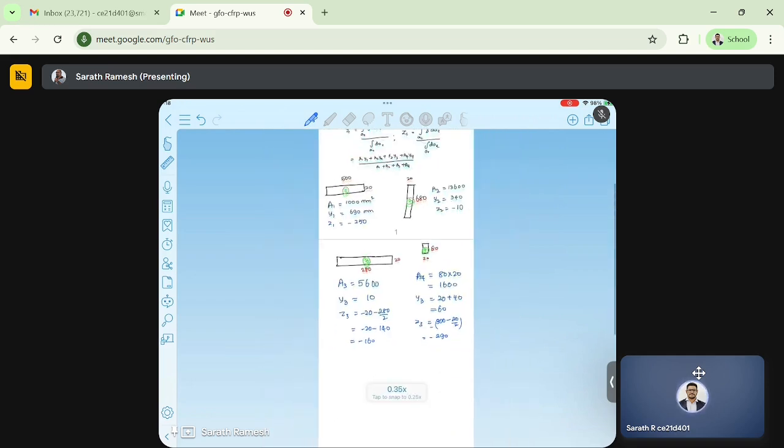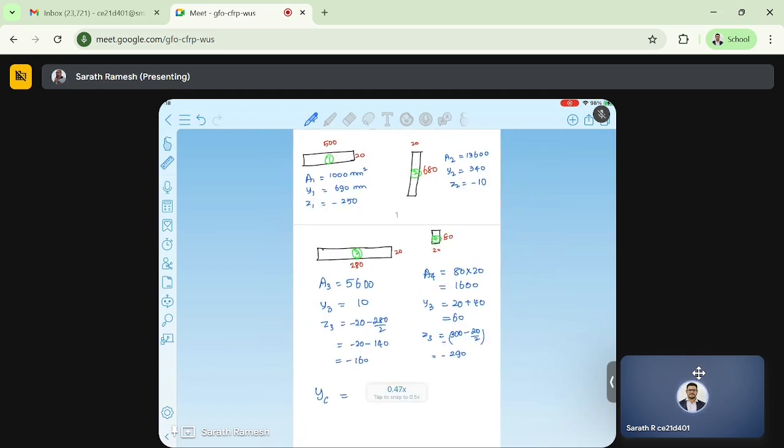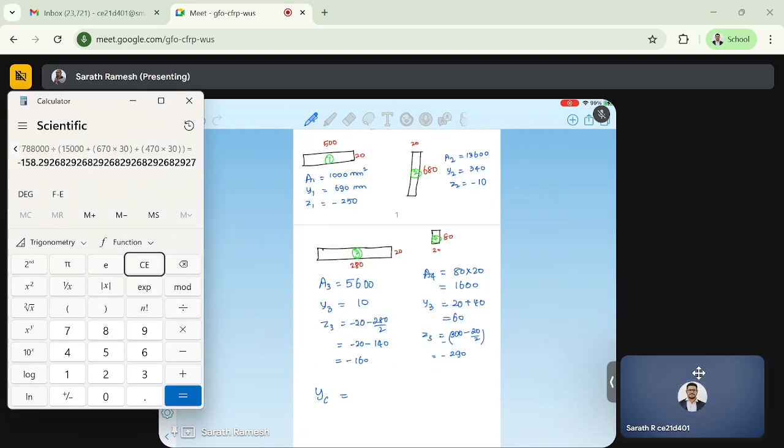Now let's put everything into the centroid. So YC formula, centroid is equal to, directly let me substitute one by one. A1, let's use a calculator. A1, Y1, 690, plus A2, 13,600 times Y2 is 340, plus 5,600 times Y3 is 10, plus 1,600.